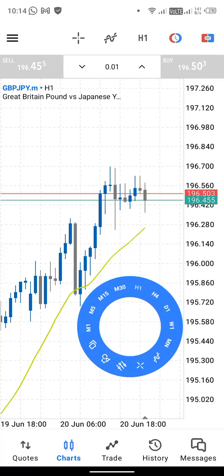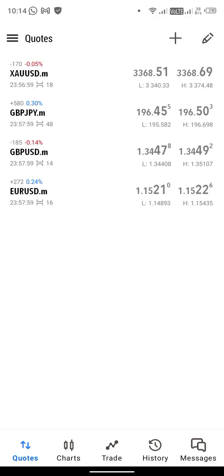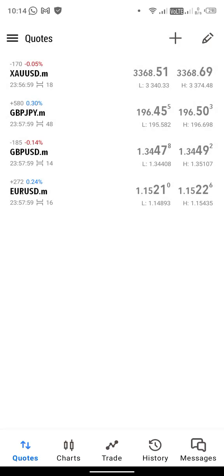I'll be analyzing these pairs, my 4 golden pairs that I usually use: the XAUUSD or the gold metal, the GBPJPY currency, the GBPUSD currency, and the EURUSD currency. This is as a result of what has been happening the previous week.